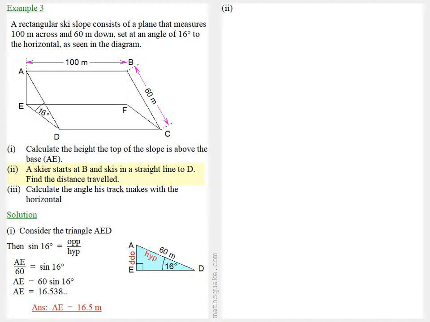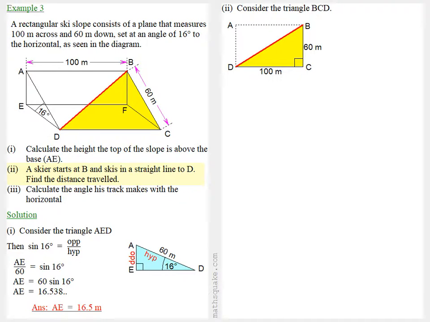Now in part 2, a skier starts at B and skis in a straight line to D. Find the distance travelled. Now to do this, we need to draw a plan view of the rectangle ABCD, and then we can consider the triangle BCD. Now, this is a right-angled triangle, so we can use Pythagoras' theorem. And that gives us BD squared is equal to DC squared plus CB squared.